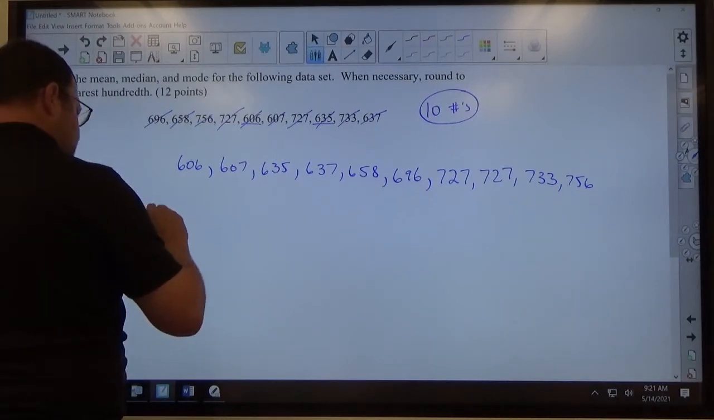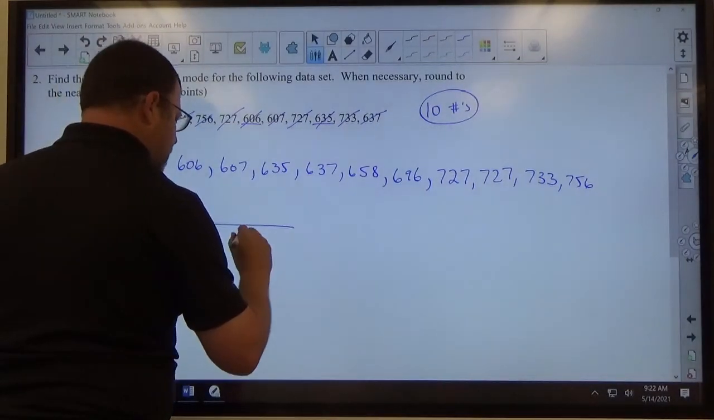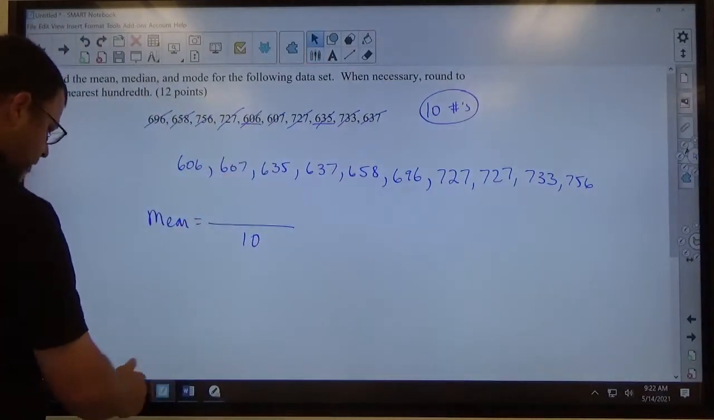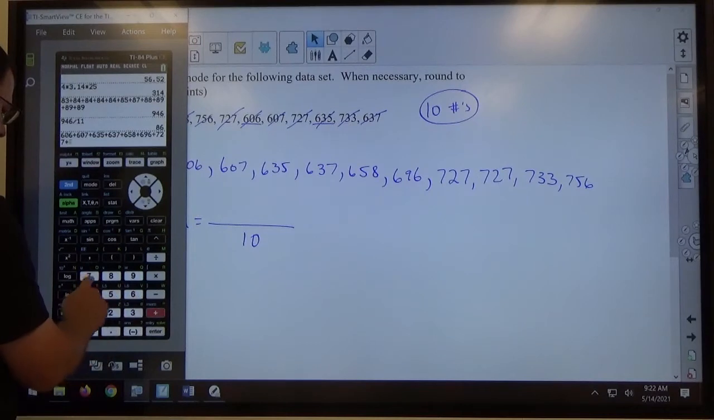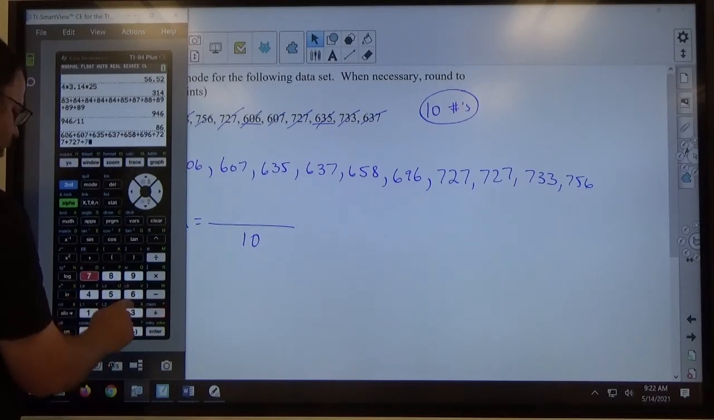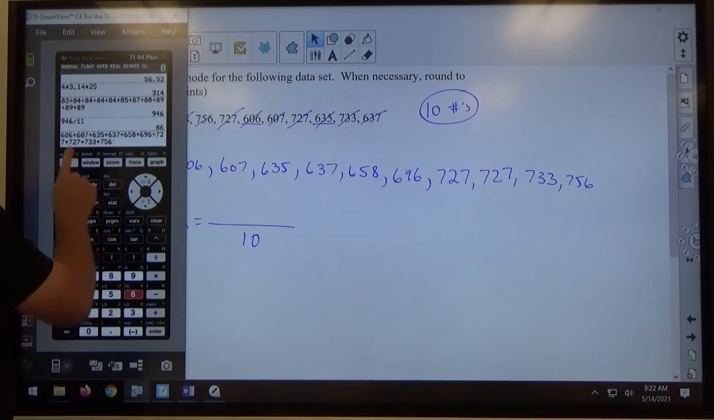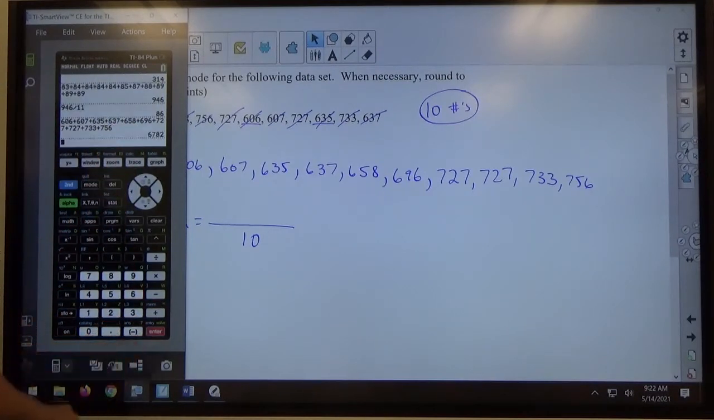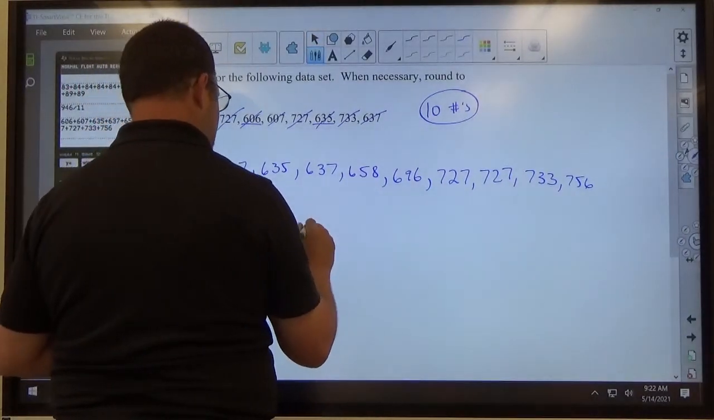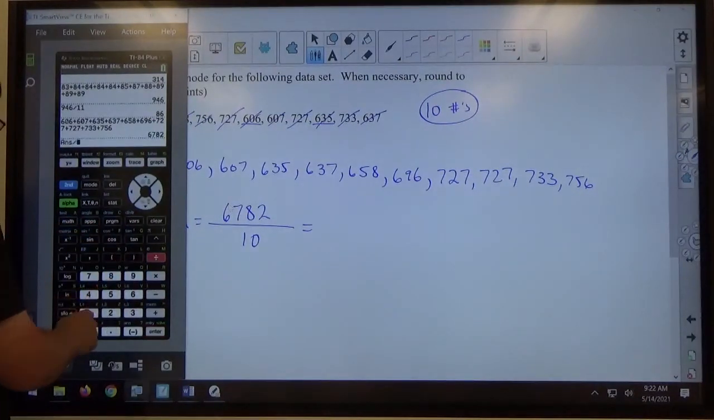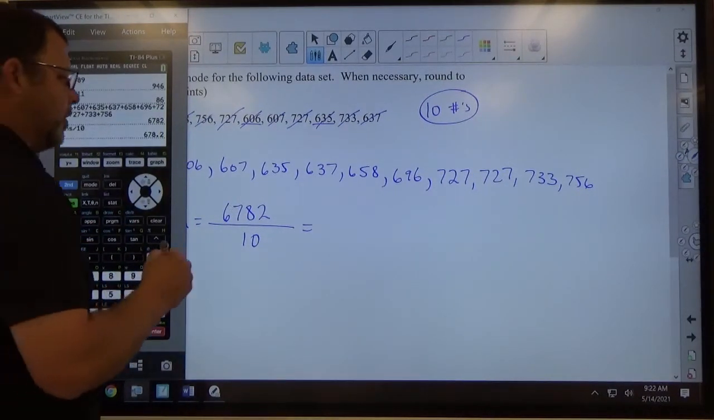For the mean, it's going to be something divided by 10, and the something is the sum of my list here. So 606 plus 607 plus 635 plus 637 plus 658 plus 696 plus 727 plus 727 plus 733 plus 756. Make sure all the numbers are typed correctly. They are, and we get 6,782. So if I do 6,782 divided by 10, I'm going to get a mean of 678.2.